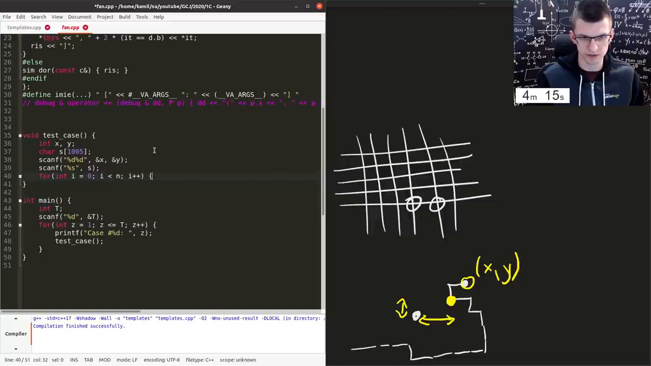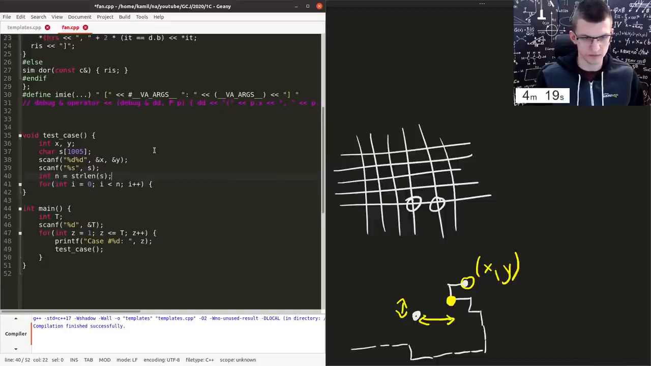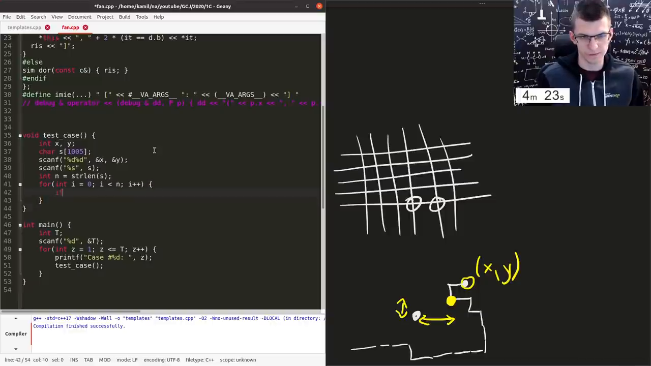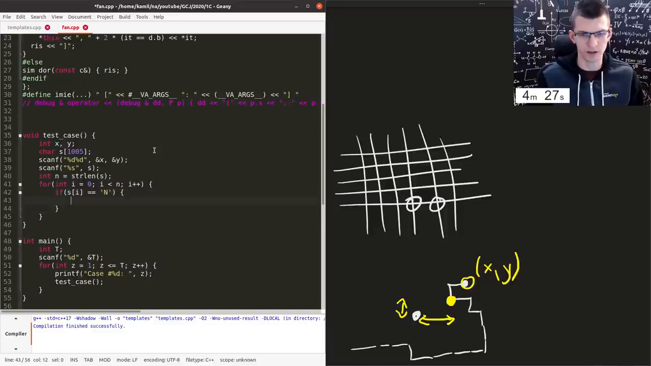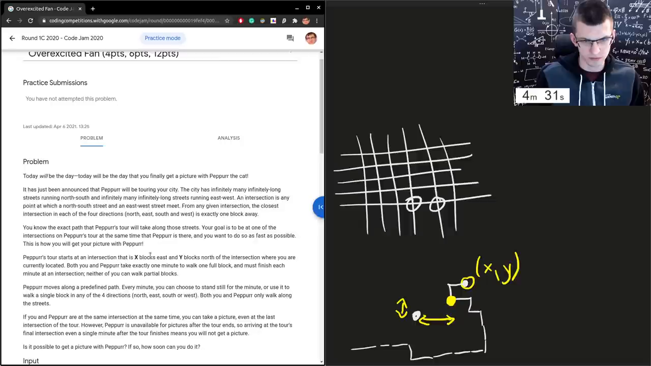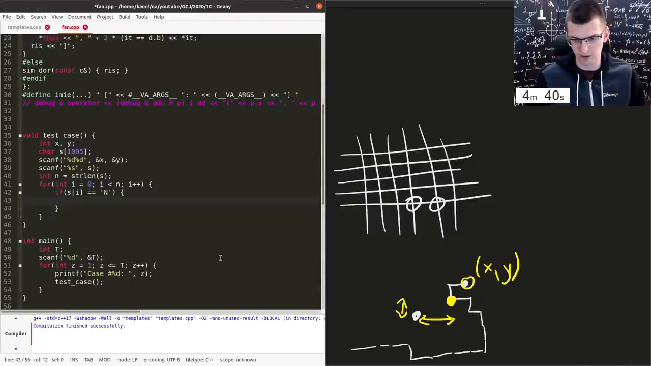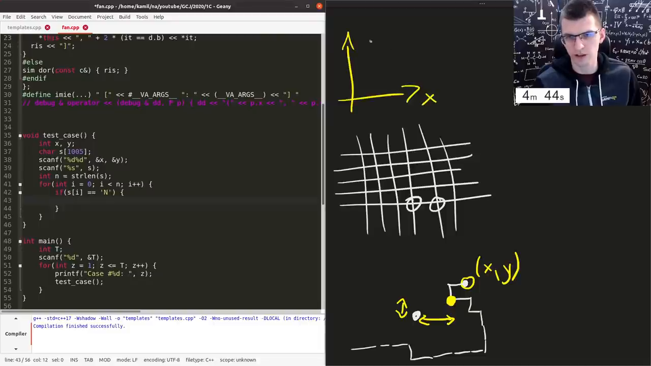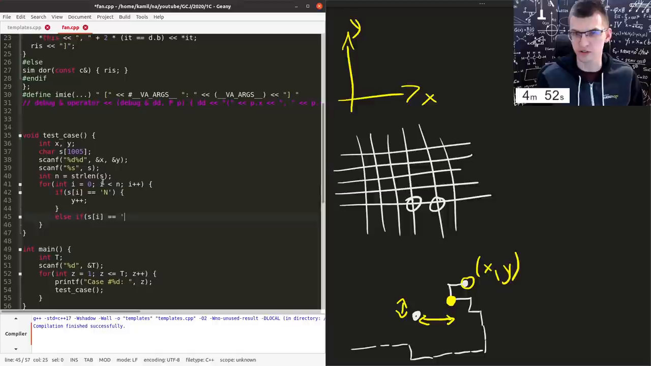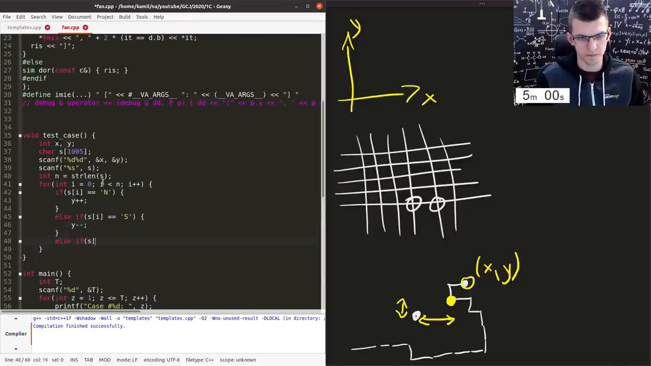Iterate through the string. Let's say the length is n. Update X and Y. If north, then something. But how are they numbered? X blocks east, so from west to east, and Y blocks north. Okay, this is just like in math, where coordinates grow like this. This is X, this is Y. So north will increase Y by 1. I could do it with switch, but else if is also fine. South decreases Y. East increases X. And finally, assert false, just in case I'm reading something wrong.